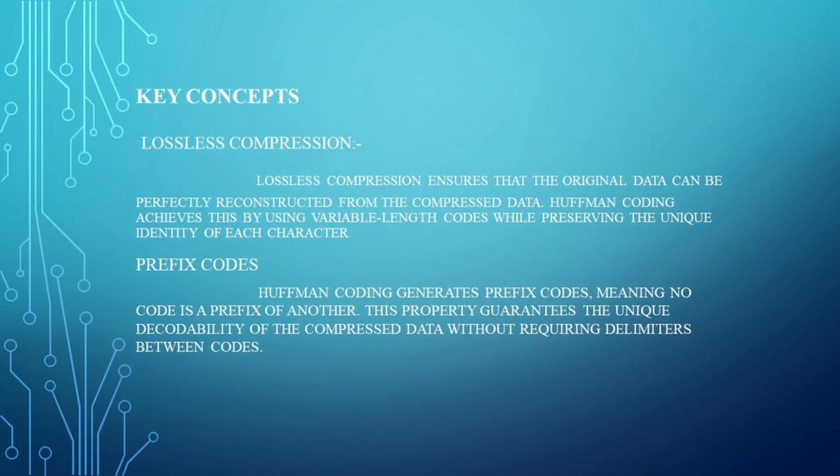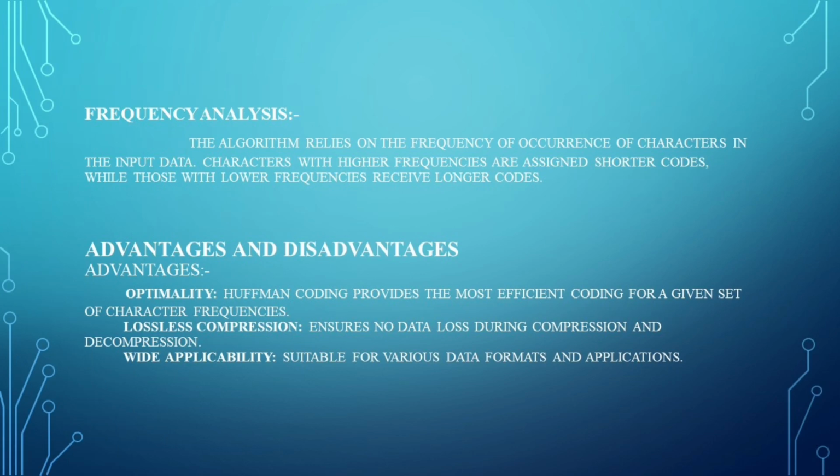Key concepts. Lossless compression. Lossless compression ensures that the original data can be perfectly reconstructed from the compressed data. Huffman coding achieves this by using variable length codes while preserving the unique identity of each character. Prefix codes. Huffman coding generates prefix codes, meaning no code is a prefix of another. This property guarantees the unique decodability of the compressed data without requiring delimiters between codes. Frequency analysis. The algorithm relies on the frequency of occurrence of characters in the input data. Characters with higher frequencies are assigned shorter codes, while those with lower frequencies receive longer codes.